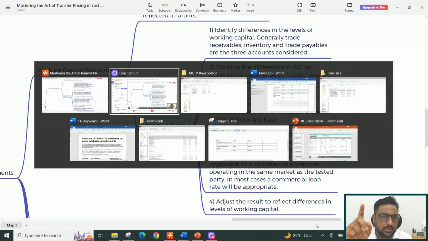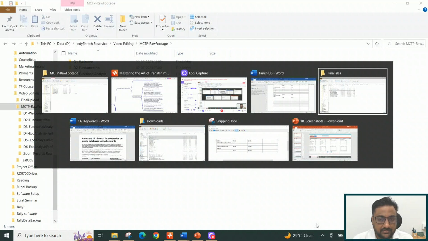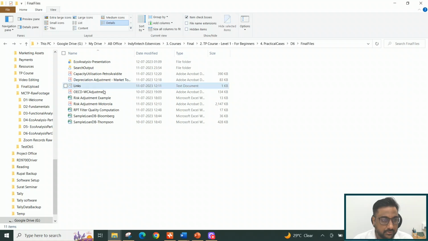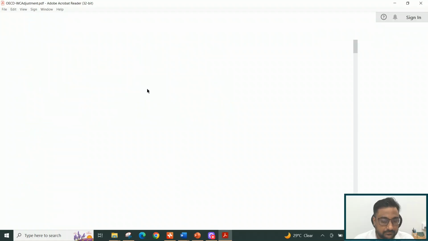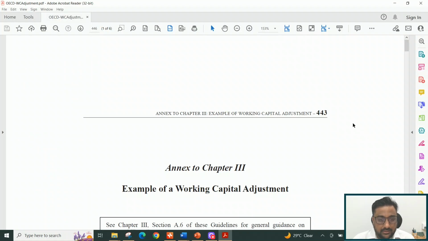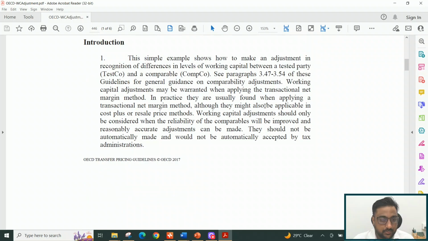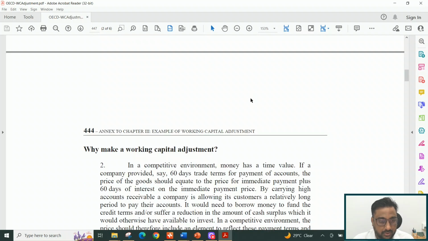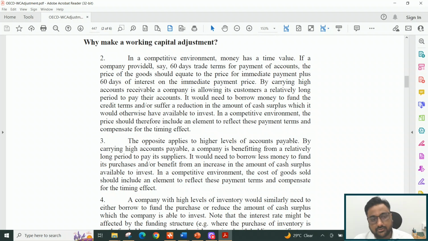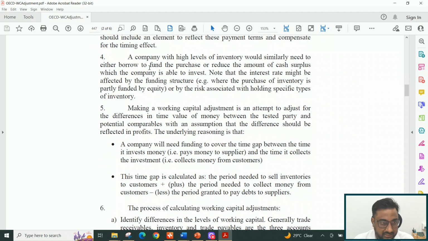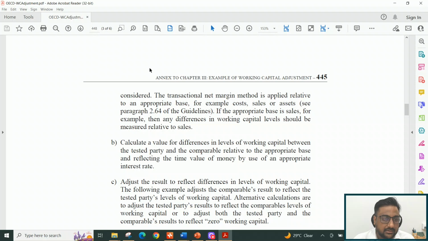Now I will also open that file so that it is easy for you to understand step by step what a working capital adjustment is. I am just opening that file as well. If you see here, this provides a background of working capital adjustments that you can read. This is just an example that they have given, and why you have to make this adjustment. So you can read that particular part. I'll just move in this file to the example part.